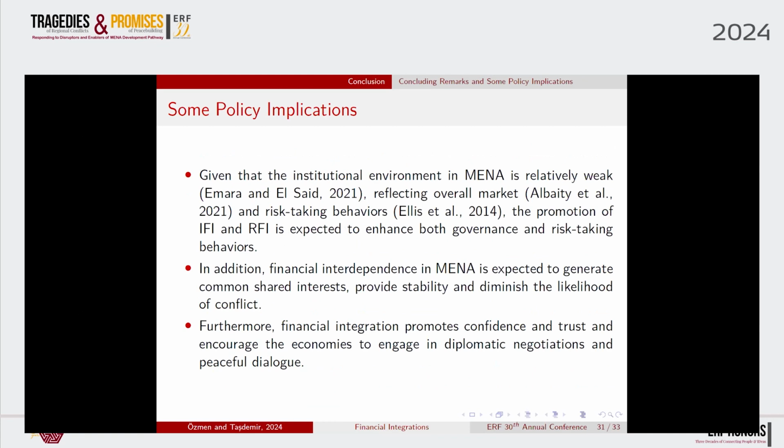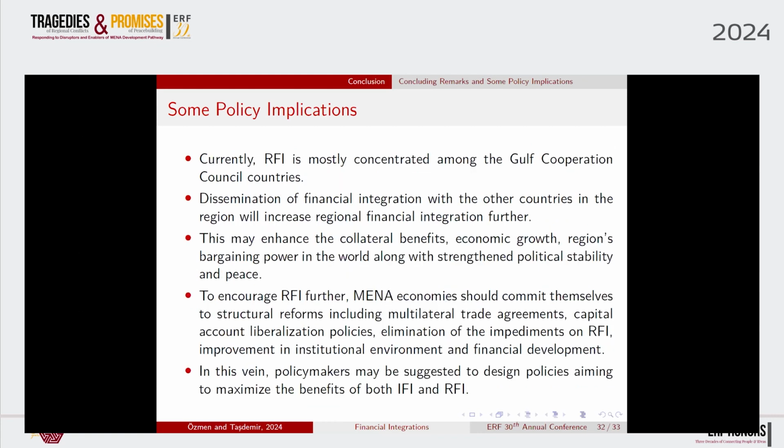Financial interdependence in MENA may generate common shared interests, provide stability, and diminish the likelihood of conflict. To encourage the regional financial integration further, many economies may introduce some structural reforms, including capital account liberalization policies, elimination of the impediments on regional financial integration, and improvement in institutional environment and financial development. In this vein, policymakers may design policies aiming to maximize the benefits of both international and regional financial integration.